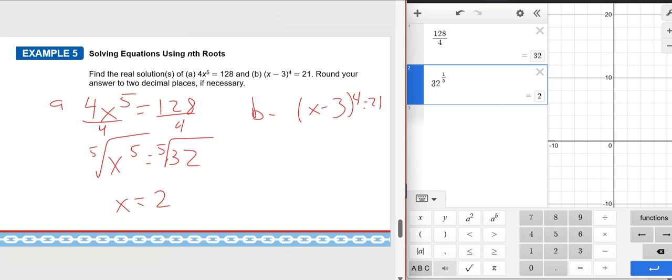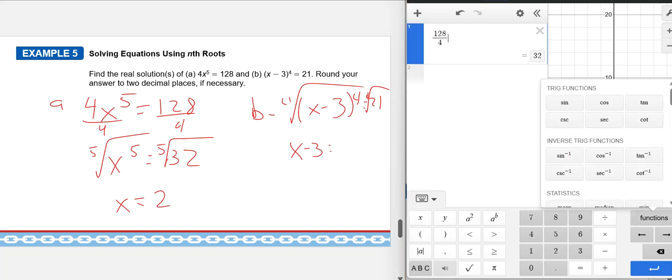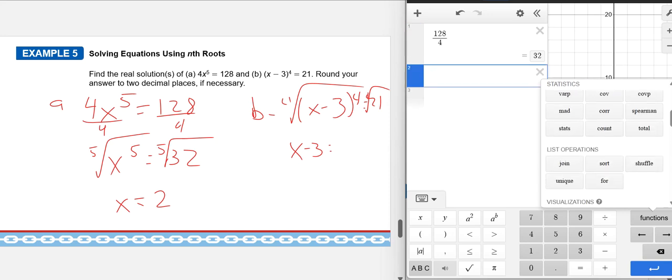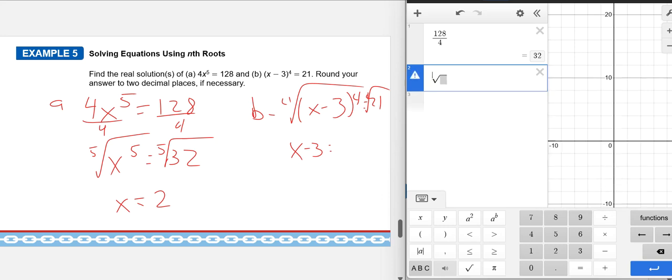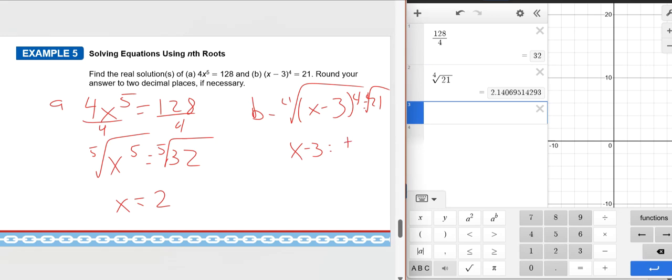Okay, so I'm going to start by taking the 4th root of both sides. That's going to leave me with x minus 3 equals the 4th root of 21. If I want to type that in directly as it is written, I can scroll all the way down and get that nth root. The 4th root of 21 is equal to, now remember, this is an even n value, so it's plus or minus 2.14.